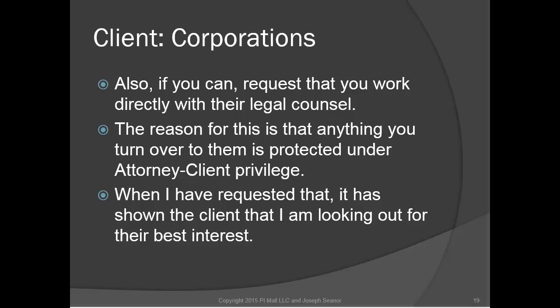Now, another thing, if you can, I strongly suggest that you request that you work directly with the legal counsel of the corporation. The reason for this is that anything you turn over to them is protected under the attorney-client privilege. And when I've requested that, it is absolutely shown to the client that I'm looking out for their best interest, because they realize how well that will protect them and the information that I'm collecting for them. So I always request, look, can I work directly with your attorney on this? So keep that in mind.